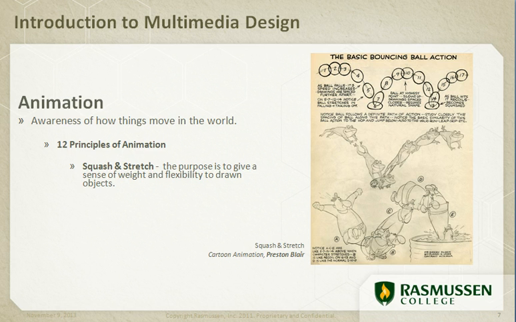It can be applied to simple objects like a bouncing ball, or more complex constructions like the musculature of a human face. The most important aspect of this principle is the fact that the object's volume does not change when squashed or stretched. As you can see here in Preston Blair's example, we don't see a volume change when we're stretching or squashing on the ball, or on the frog, or on the character here that's diving into the water.